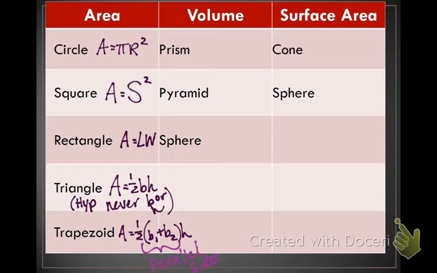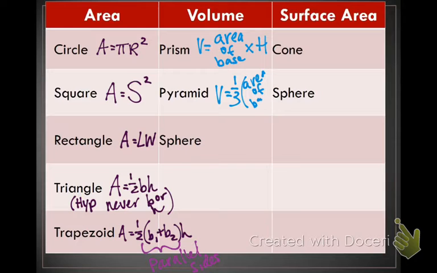Okay? Prism. Volume formula, second column: area of the base times height. You never write B for base; I need you to write area of the base this one time in your entire life, because you consistently write B, and that's not what it is. Pyramid: 1/3 area of the base times the height.